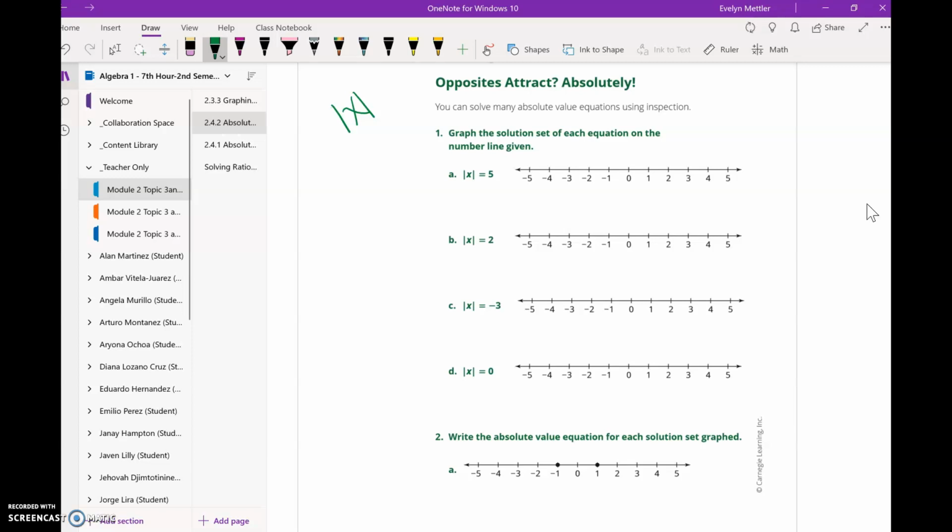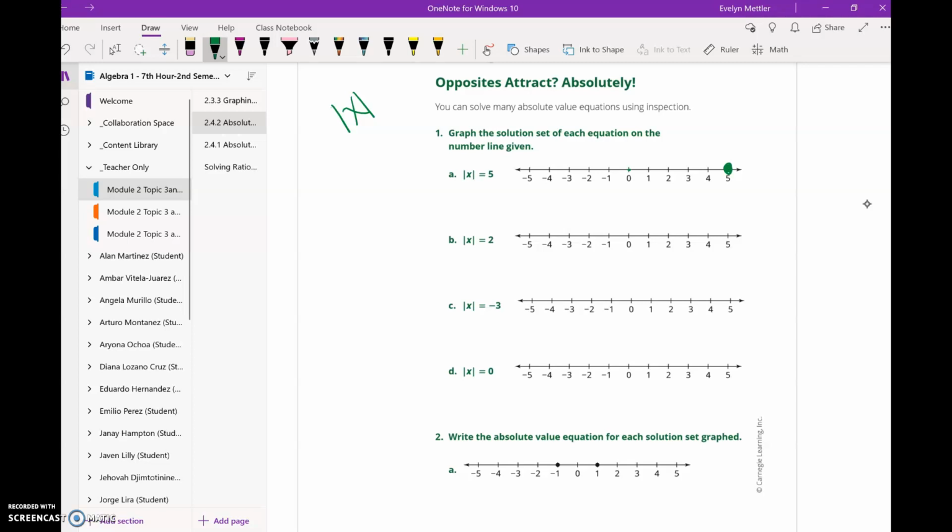So here's the thing about distance. Distance really is only positive. We can't have a negative distance. So when I look at letter A, it says the absolute value of x equals 5. Okay, so I want to know what number is 5 away from 0. If I start at 0 and I count 1, 2, 3, 4, 5, 5 is 5 away from 0.